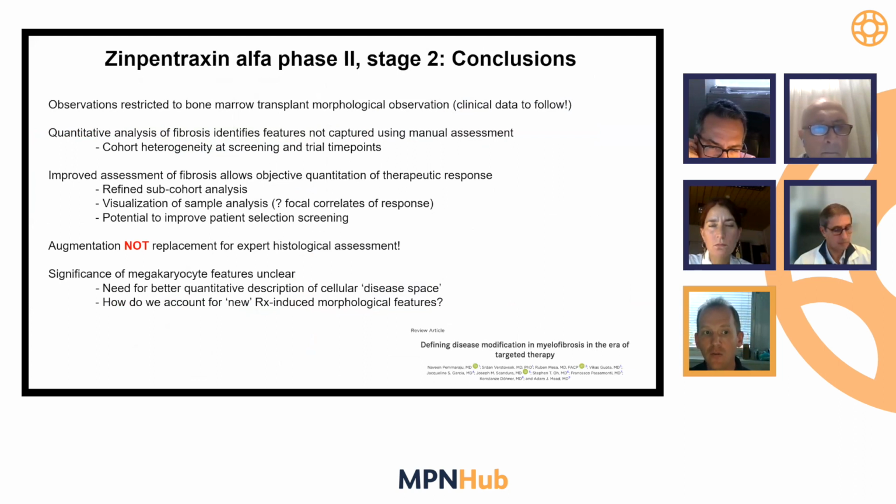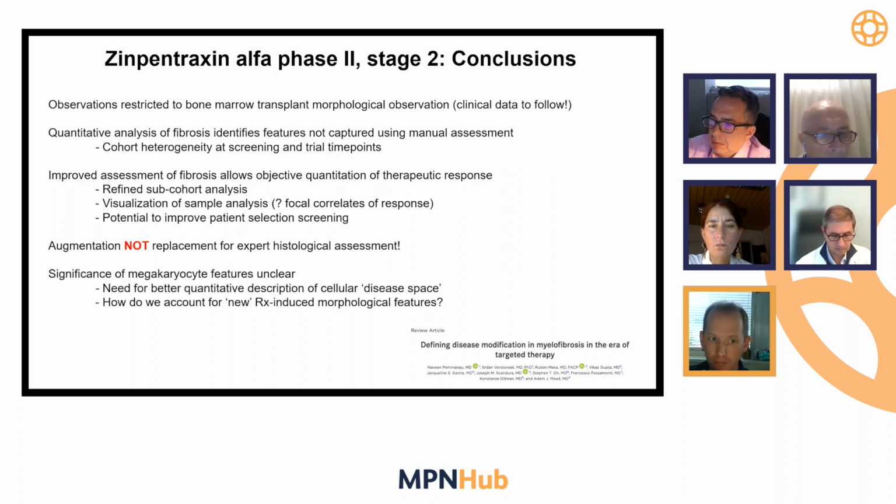So what can we conclude from this? Well, I think we have to be careful. Of course, we've not yet seen the clinical outcomes in this trial and linked them to the pathology. That's to come. Nonetheless, I think what's clear is that the quantitative analysis that we've performed identifies and captures features which are simply beyond manual assessment. The spectrum of heterogeneity within the trial was a surprise, and I think is a concern in terms of understanding trial recruitment.